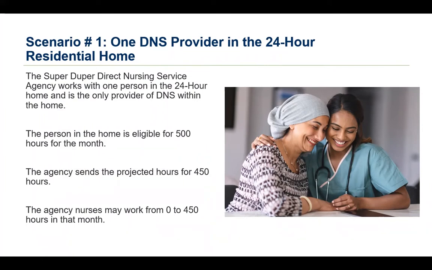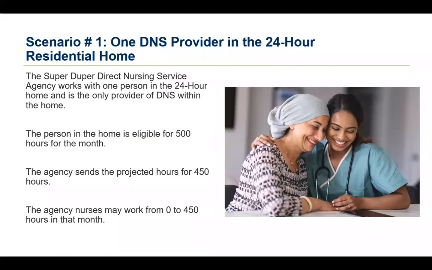At least 5 days before the beginning of the month, Super Duper agency creates a prior authorization in MMIS, sends by secure email the projected number of maximum hours it will work for the next month, and also puts in the assigned PA number that they've got, to the CDDP with the CC to ODDS. The agency sends the projected hours of 450 hours. Then that means the agency nurses may work from 0 to 450 hours in that month.